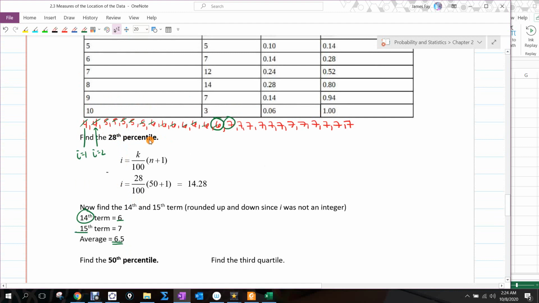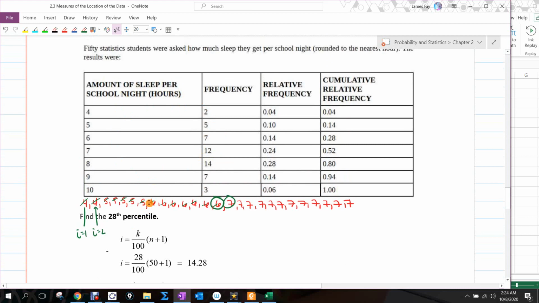So that means, let's phrase it this way: if I get 6.5 hours of sleep, I get more sleep or the same amount of sleep as 28% of the people that were surveyed here.